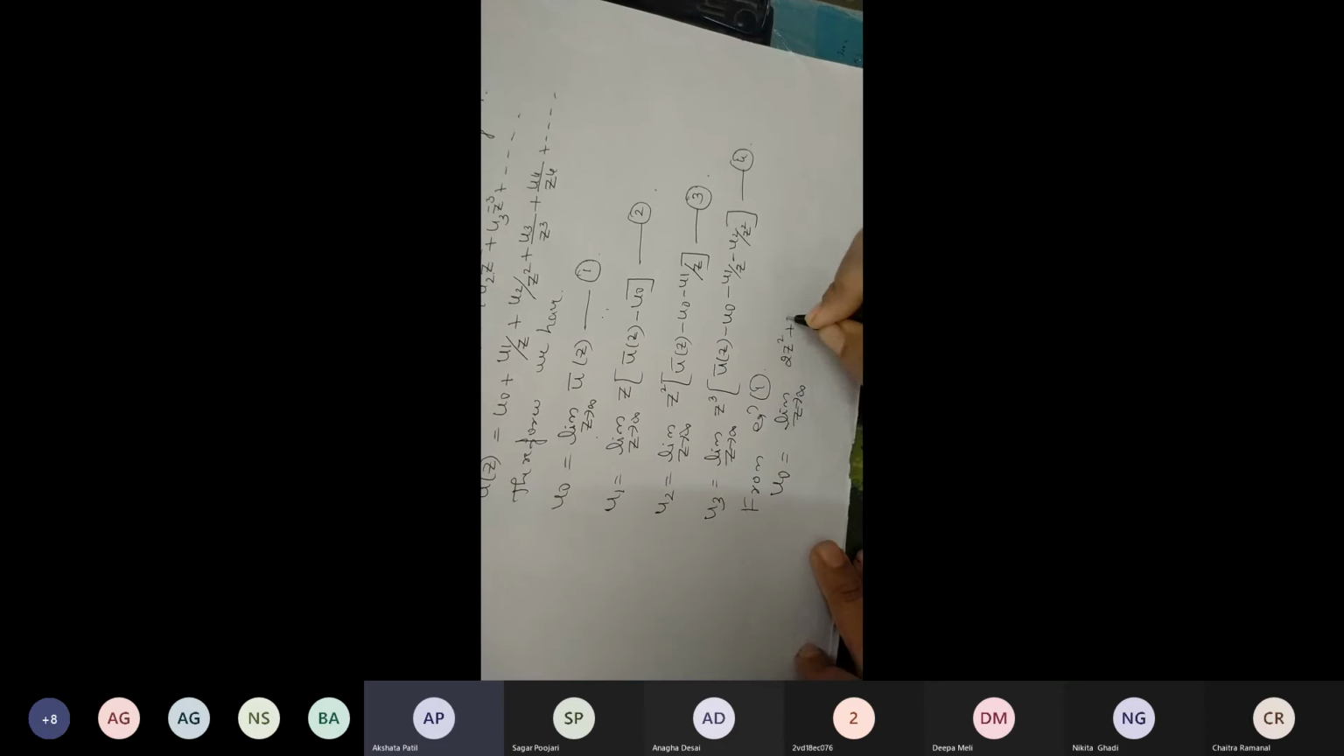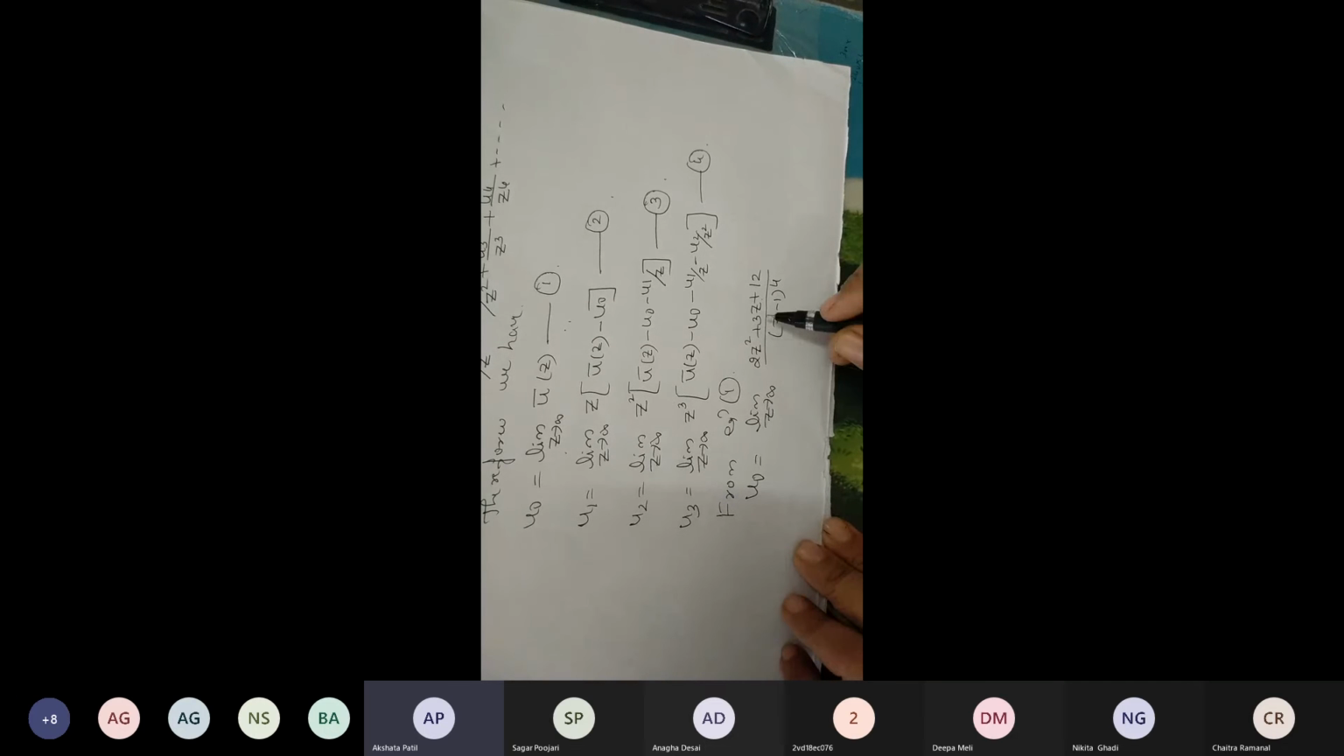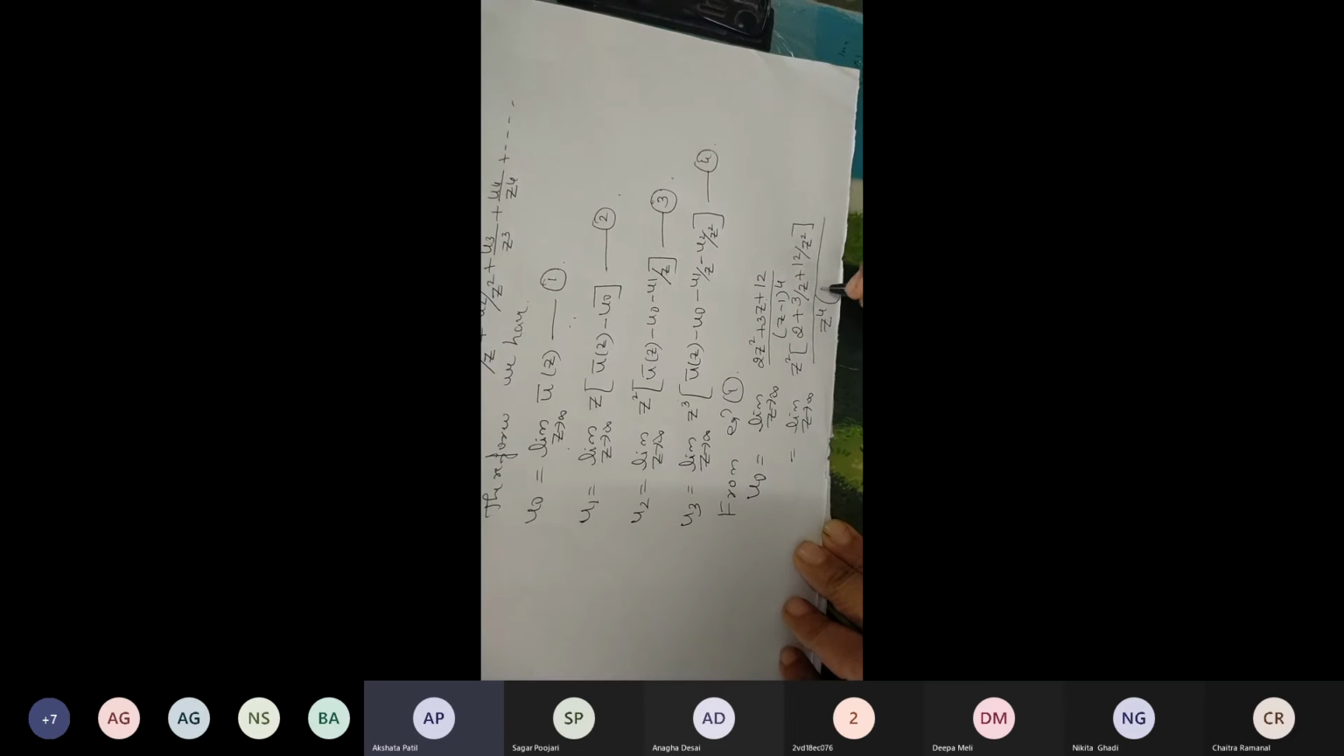Function: (2z² + 3z + 12) divided by (z − 1)⁴. Here again we take the highest power because it is an indeterminate form, infinity by infinity. So we can take the highest power of z outside, that is z² in the numerator. Inside is 2 + 3/z + 12/z², divided by z⁴, which we can take outside, (1 − 1/z)⁴.